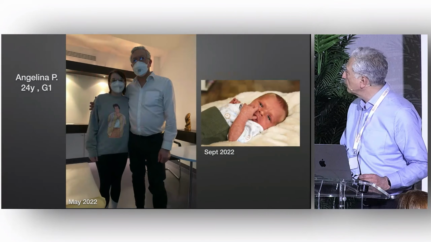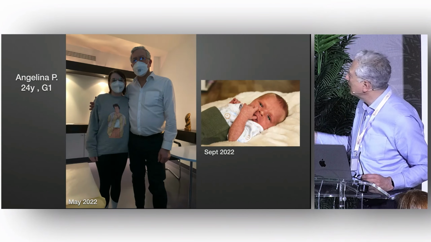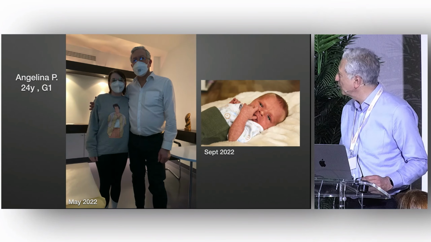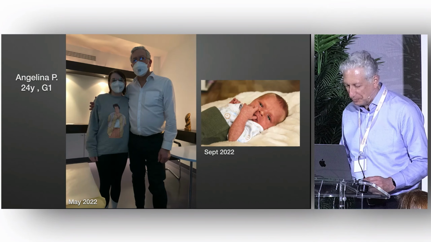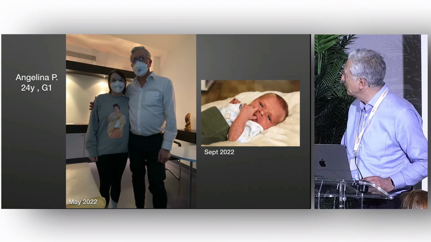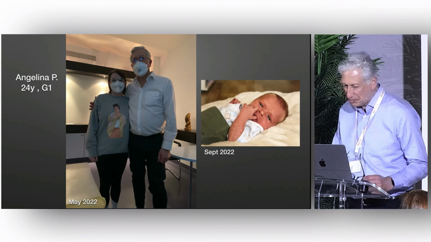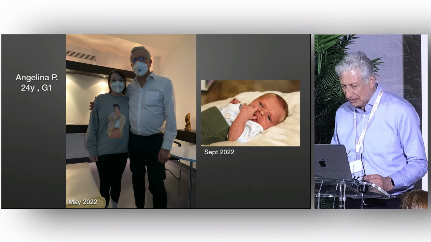Before I continue, I want to show you a case. This is Angelina, 24 years old. I met her in 2022, and this is her son after birth. And I'll tell you the story at the end of my presentation because it has to do with this situation.